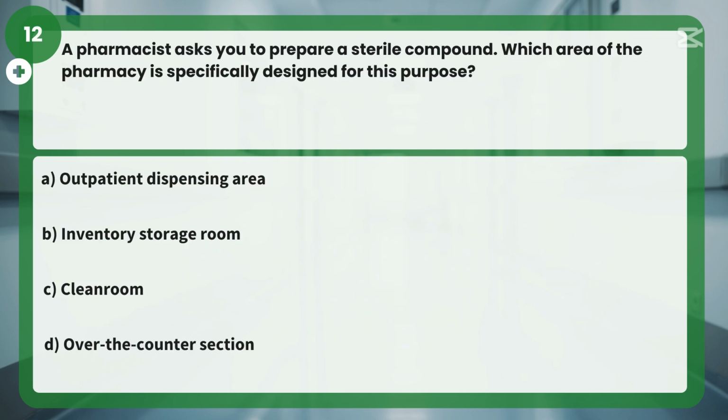Question 12. A pharmacist asks you to prepare a sterile compound. Which area of the pharmacy is specifically designed for this purpose? A. Outpatient dispensing area, B. Inventory storage room, C. Clean room, D. Over-the-counter section.